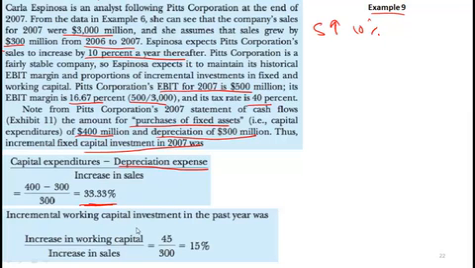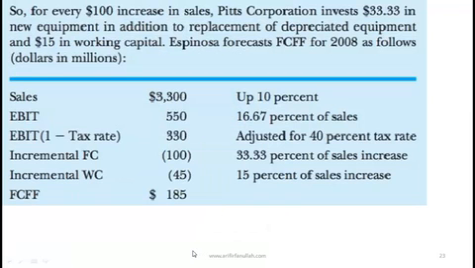What about working capital? They've told you that you are spending 45K on working capital, so just take that as 15% of increase in sales. So the interpretation here is for every $100 more of sales, you need to invest $15 more in working capital. So for every $100 increase in sales, the company needs to invest 33 in new equipment, in addition to the replacement of depreciable equipment, etc., and 15 in working capital.